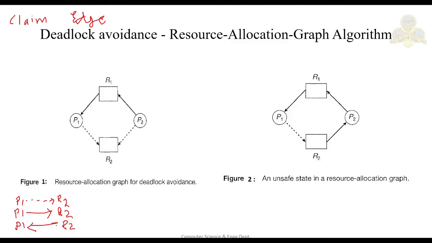Now suppose P1 has completely executed and it has terminated. That means it will free the resource. Now in the next step, your same assignment edge will again be converted into your claim edge. So it is again P1, your claim edge to R2.